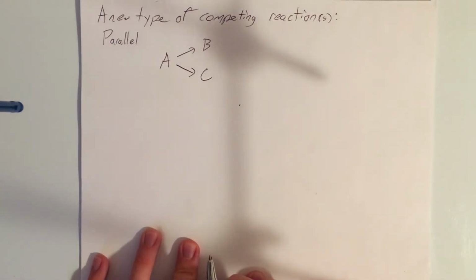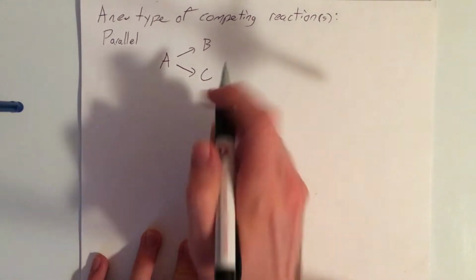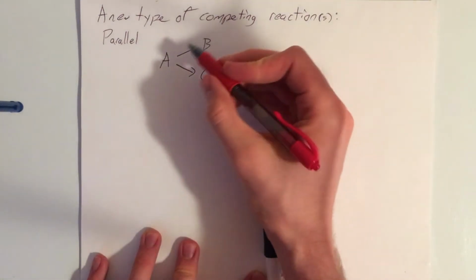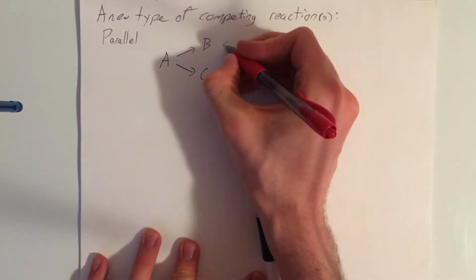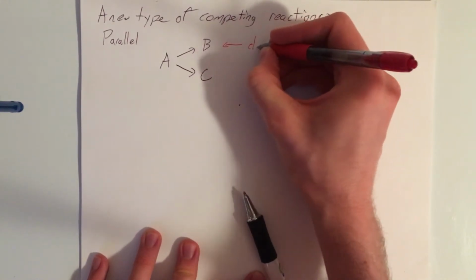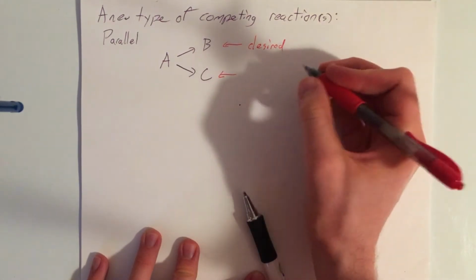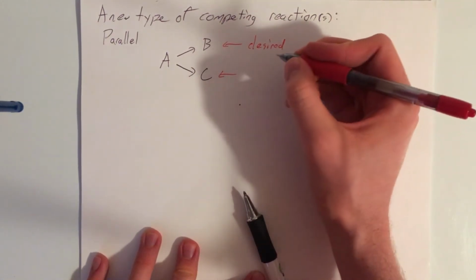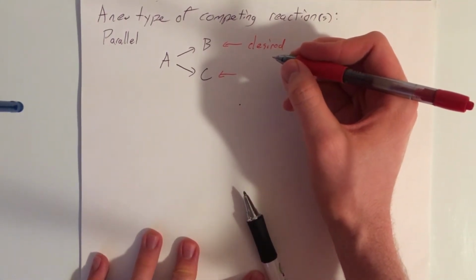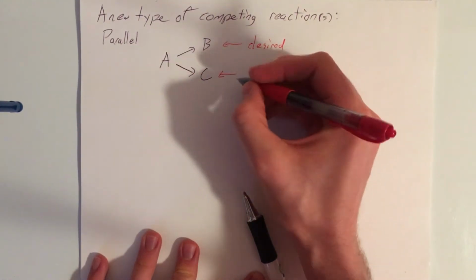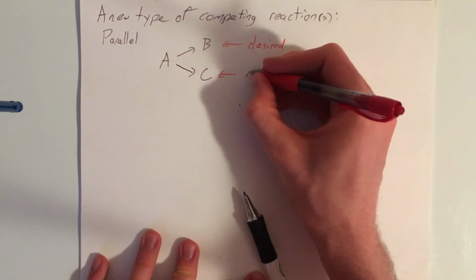And as engineers, we might be interested in reactions like this, where, for example, we might have some process of A going to B, and maybe B is our desired product, whereas C might be some undesirable product. Or even if it's not necessarily undesirable in and of itself, it's taking away from our reagent A going to B. So regardless, we don't like it.